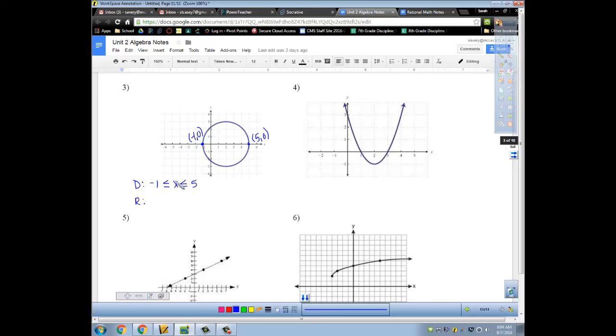Your range, your lowest point was right here, so that looks like it's at 2, -3. Your highest point right here looks like it's at 2, 3. So the lowest point, -3, is less than or equal to y, which is less than or equal to the highest point, 3. The domain written as a coordinate would be bracket -1, 5, bracket. And then the coordinate for range would be -3, 3.